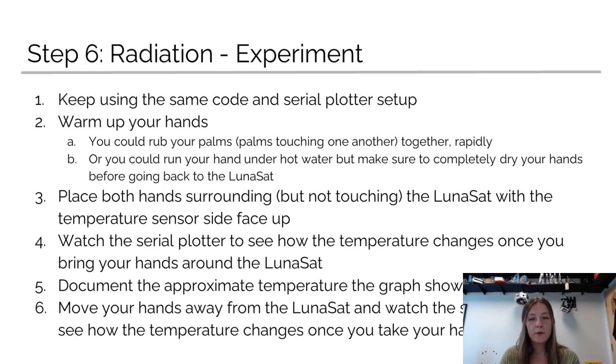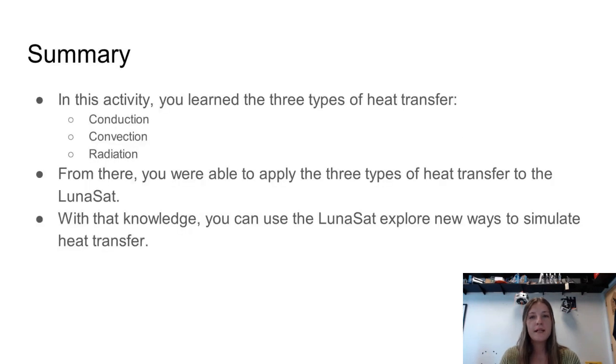And for the radiation experiment, you'll place both your hands surrounding the Lunasat after you've warmed them up. You can rub both your hands together to create some heat, or you can run them under hot water. Then you'll place them around the Lunasat with the temperature sensor side facing up and see the changes in temperature as well. And lastly, have fun with it and explore with your Lunasat using the three forms of heat transfer.